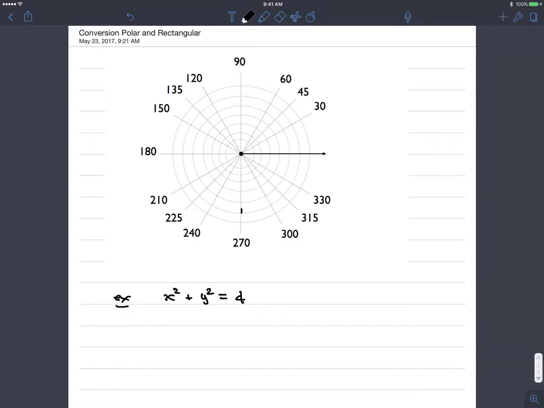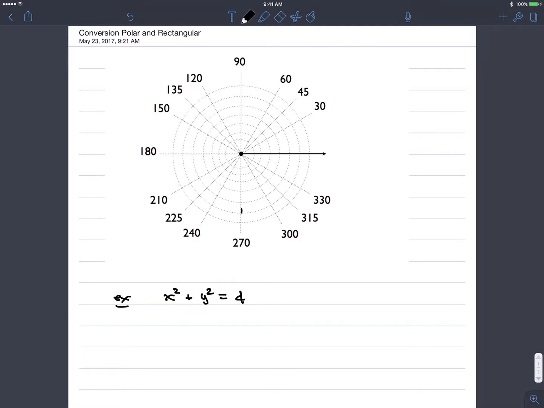Okay, let's take a look at this. We're going to continue with conversion here. So notice what I have is an example of a rectangular coordinates equation. Actually, it's a relation. Do you guys know what I'm talking about when I say it's a relation?